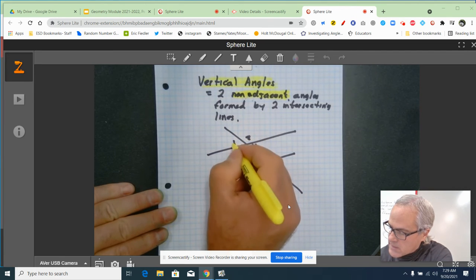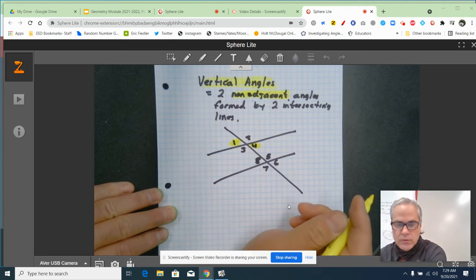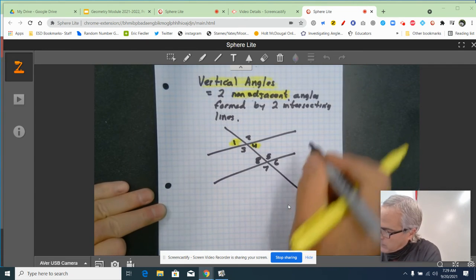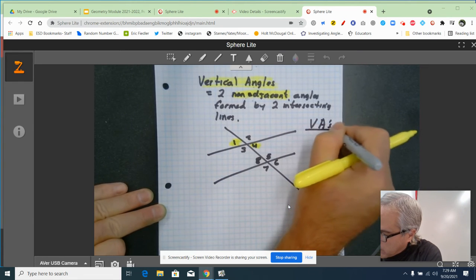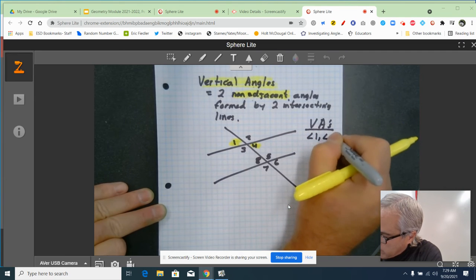2 and 3 would be considered adjacent. 4 would be a winner. So 1 and 4 are called vertical angles. Let's make a list. I'll call them VAs with an apostrophe, which stands for vertical angles. So one example would be angle 1, angle 4.